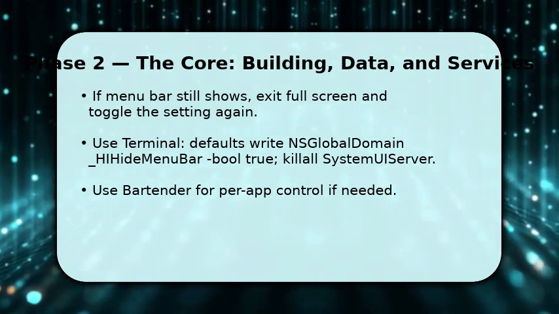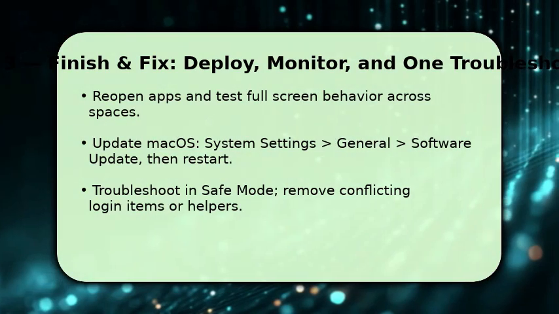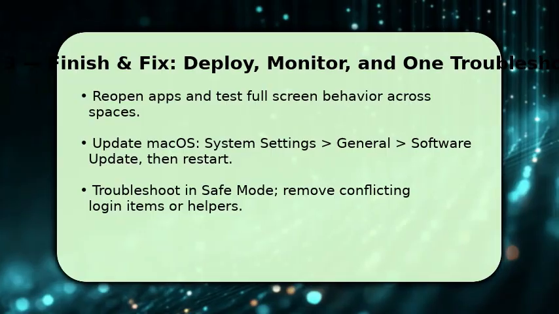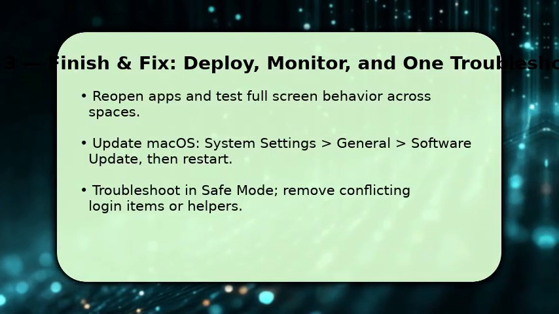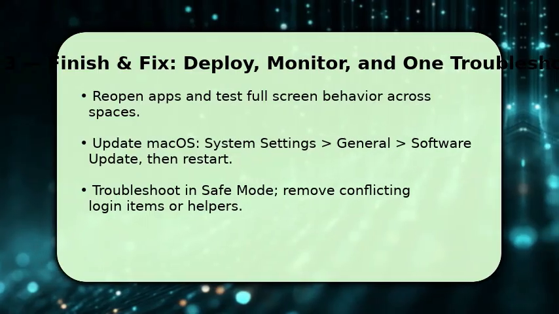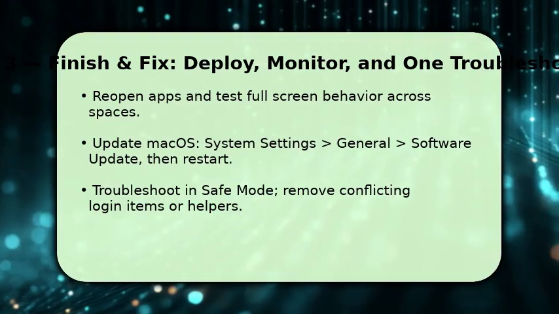You can also use Bartender for per-app control. Finish by testing several apps and confirming consistent behavior. Exit full screen, then reopen each app to ensure the top bar stays hidden when in full screen. If inconsistent, update macOS via System Settings, General, Software Update, then restart.